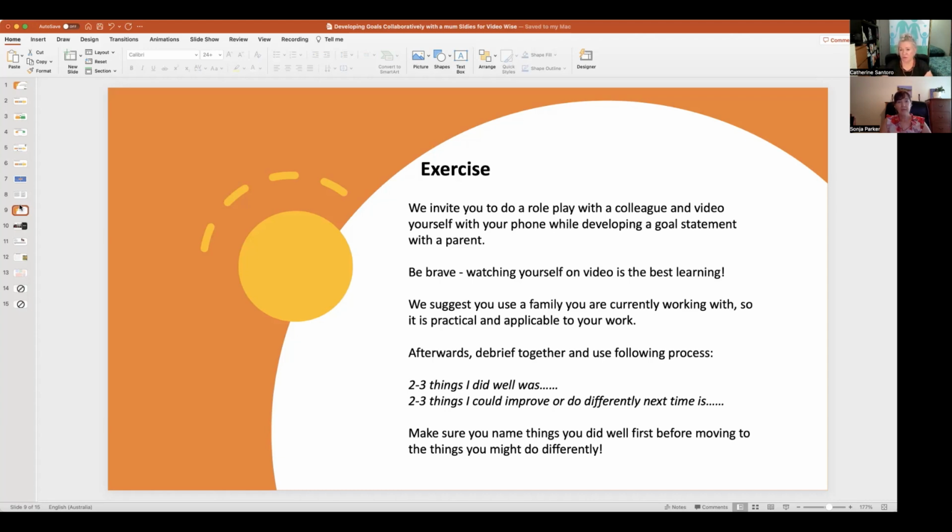We suggest you use a family you're currently working with so that it's practical and applicable to your work. And afterwards, just debrief. If you don't want to show anyone else, you don't have to. You can just debrief yourself. But use the following process. 2 to 3 things I did well was ... and stick with those things that you did well first. Because what we do as human beings, we always go to the things we didn't do well. So stick with the process. And then after that, 2 to 3 things you could improve or do differently next time. And I guarantee your skills in developing collaborative goal statements with families will grow.